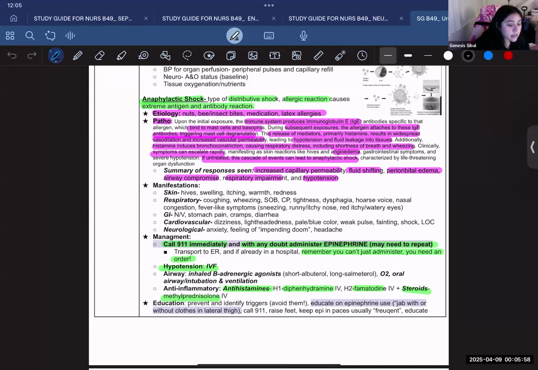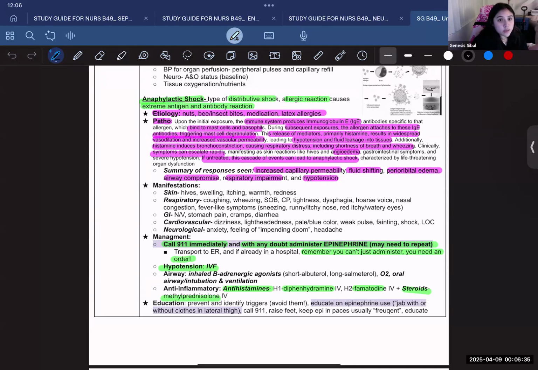This leads to the hypotension and fluid leaking into the tissue, similar to the reaction going on in sepsis. You have that increased vascular and capillary permeability, and all of that fluid leaks out. At the same time, the histamine being produced leads to bronchoconstriction, and that also leads to respiratory distress. So not only are you having hypotension with all of those things, but you're also having bronchoconstriction because of all the histamine being released. And that's why you see the shortness of breath and the wheezing with anaphylactic shock.